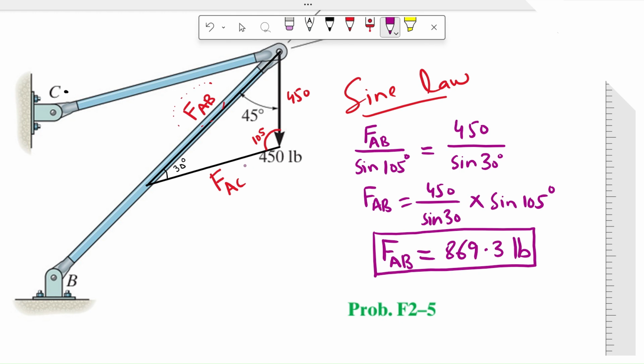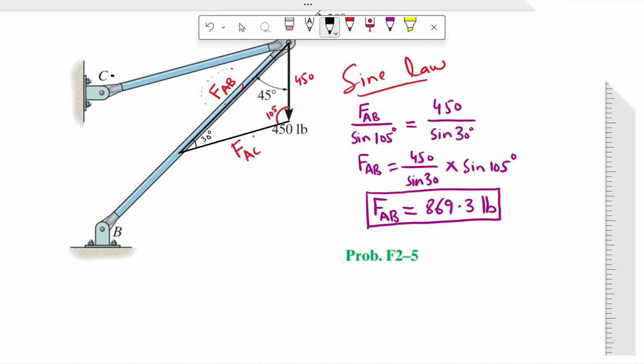So now I will be finding the value of this force, induced due to the applied force. Here I have found this 869.3 pound. Now I will be finding the value of this force by the same concept, sine law. By applying sine law for determination of this force, FAC divided by the sine of its opposite angle. The opposite angle of this force is this angle, which is 45 degrees.